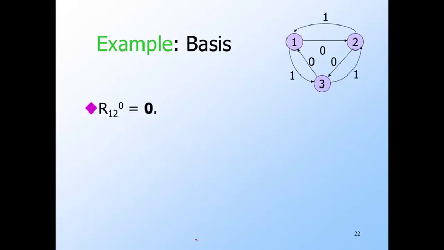Okay. R12 super 0 equals 0, since that is the label of the arc from state 1 to state 2. And, of course, state 1 is not equal to state 2. Now consider R11 super 0. There's no arc from state 1 to itself, so we start out with the empty set. However, since the beginning and end states are the same, we add epsilon.